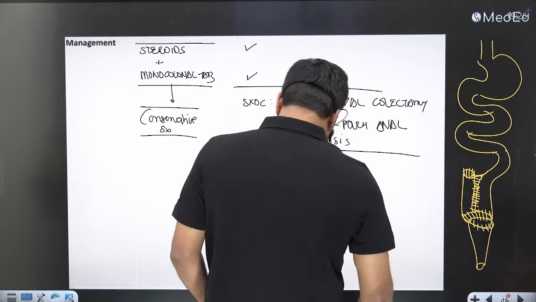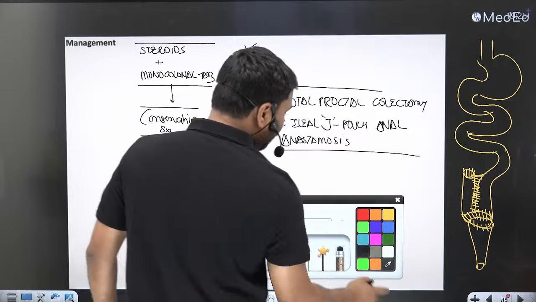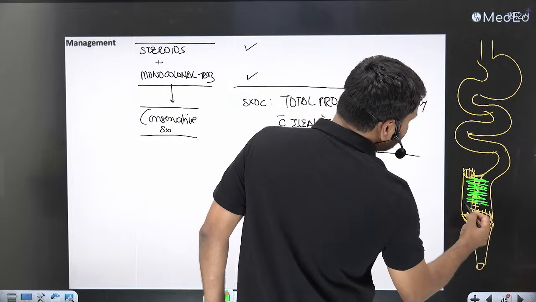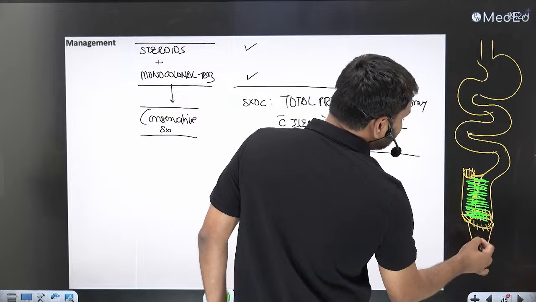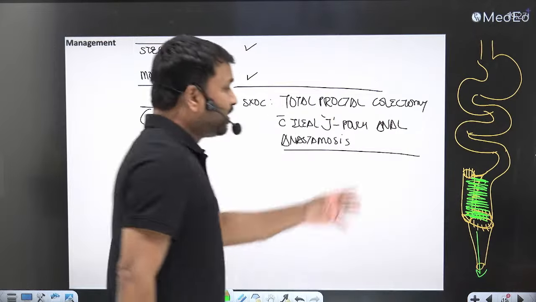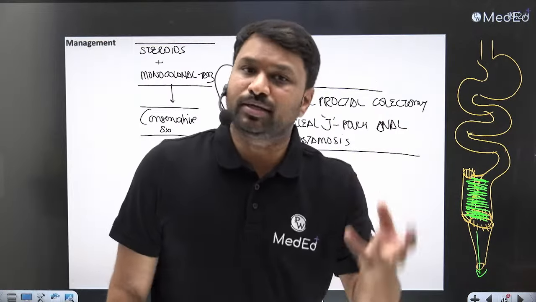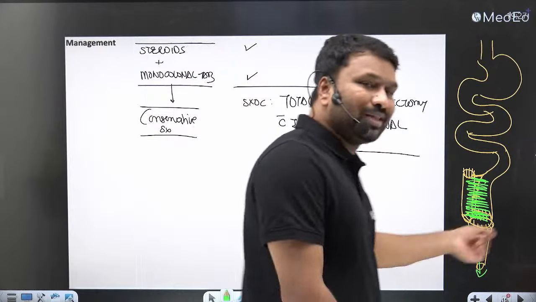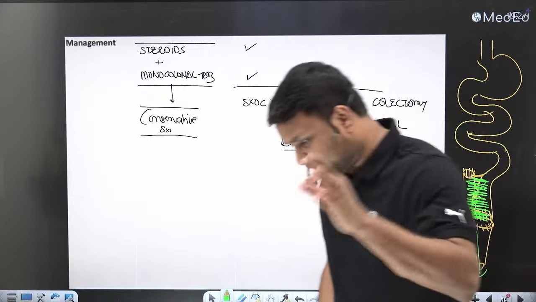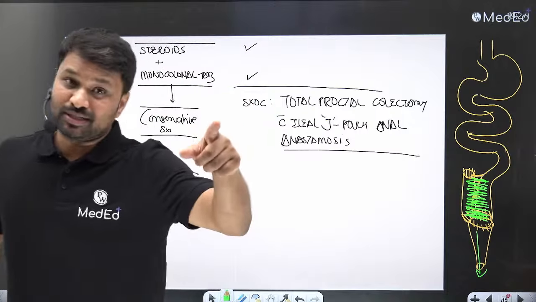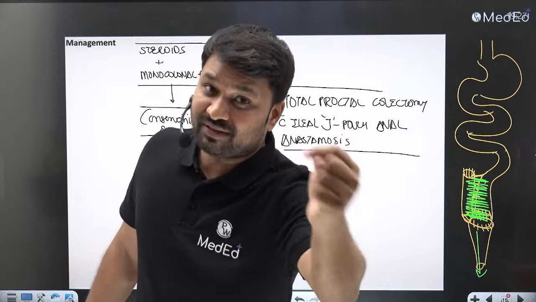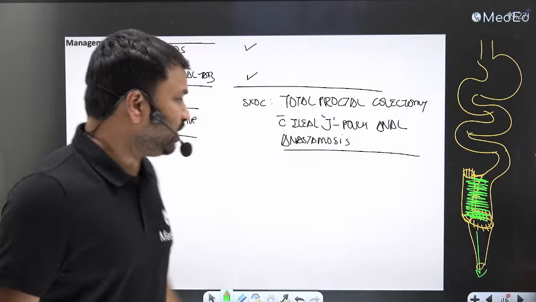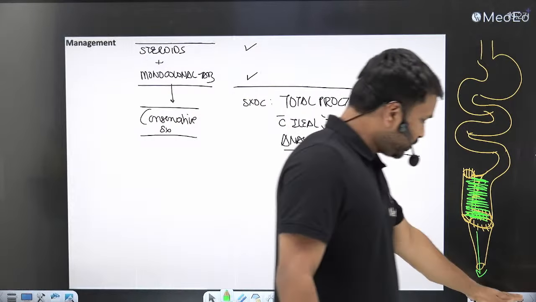So all the stool that comes is going to stay here. It will become like a reservoir. And once it fills up, the patient will be able to defecate. That creation of a reservoir is what we call a J pouch. So total proctocolectomy with ileal J pouch anal anastomosis is the surgery of choice. Remember, surgery in ulcerative colitis is done with curative intent, whereas surgery in Crohn's disease is done with palliative intent. Those are the components that you have to remember.